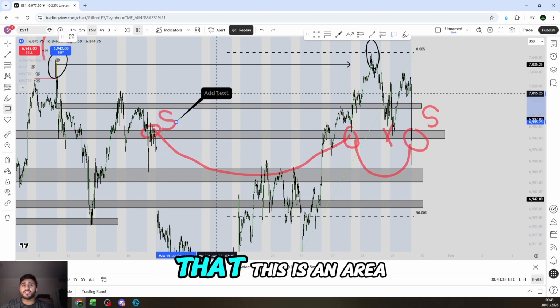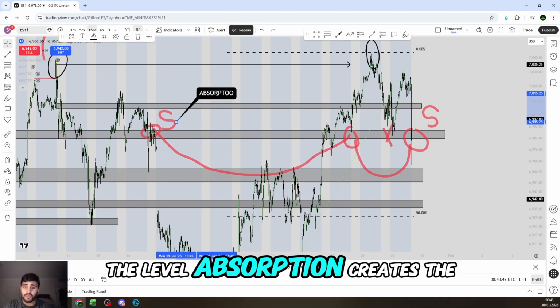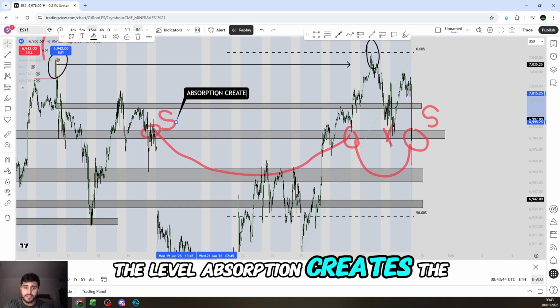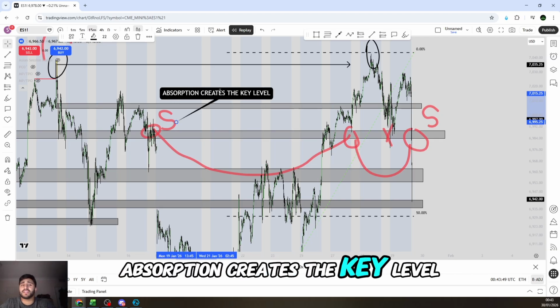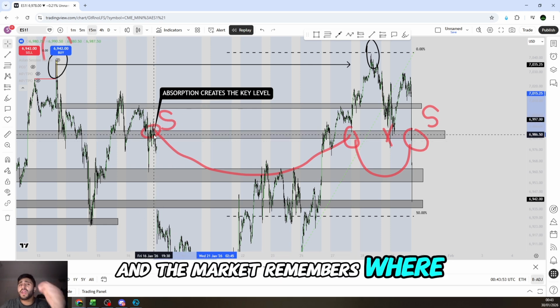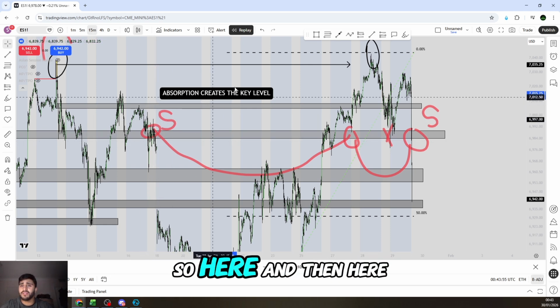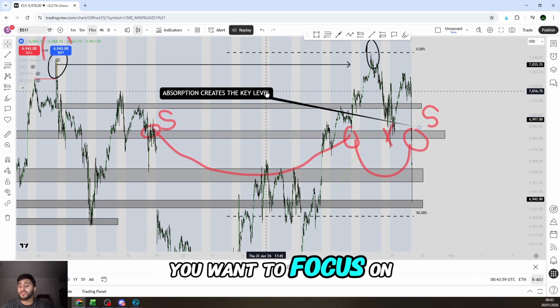What's going on here is that this is an area of absorption, right? So this is what creates the level. Absorption creates the key level. And so this is what creates a key level. And the market remembers where these absorption points happen. So here and then here specifically, right? These are the main areas you want to focus on.